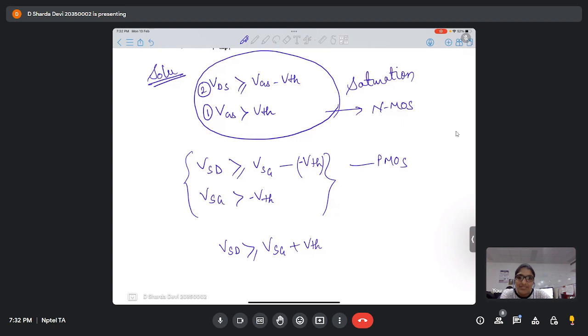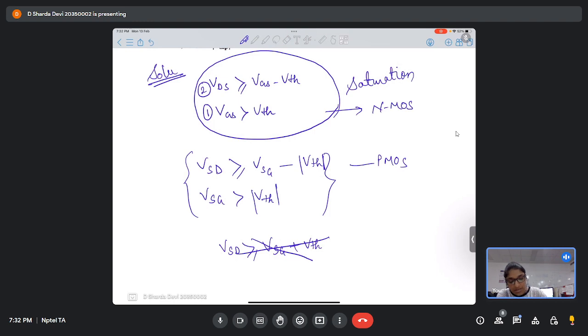Ma'am, we need to use the mod. Yes, this is not correct. This is completely wrong. So what we will do instead, we'll put mod. So that will make the VTH positive, because for PMOS the gate voltage is negative, right? So we should always use a mod. Is this clear to everyone? Yes, ma'am.